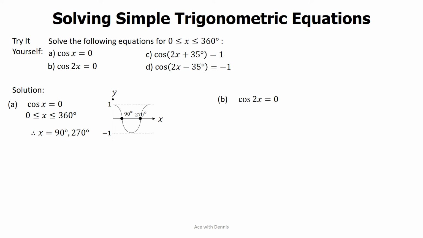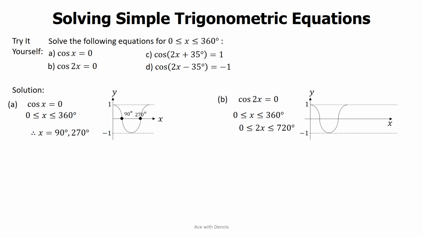Now for B, cosine 2x equals 0. The range of x is from 0 to 360 degrees, and the range for 2x is from 0 to 720 degrees. Now we look at the graph for cosine x. We need to have two cycles here because it is 2x. Where is the angle when cosine 2x equals 0? It is 90 degrees, 270 degrees, also at 450 degrees and 630 degrees. So therefore 2x is 90 degrees, 270 degrees, 450 degrees, and 630 degrees.